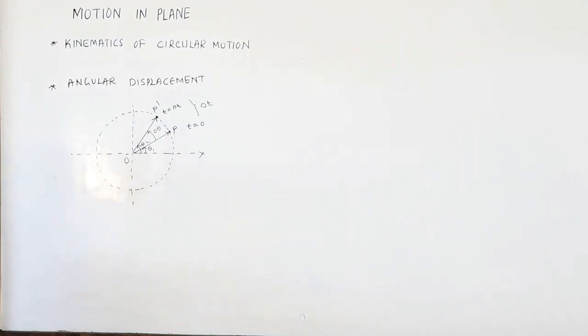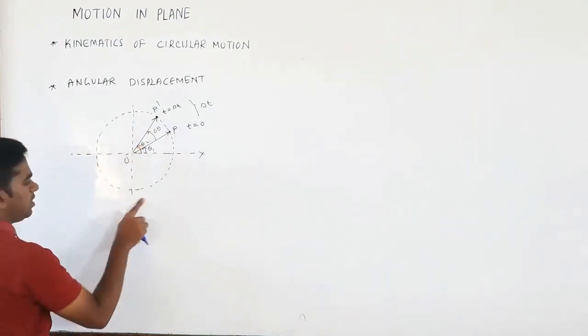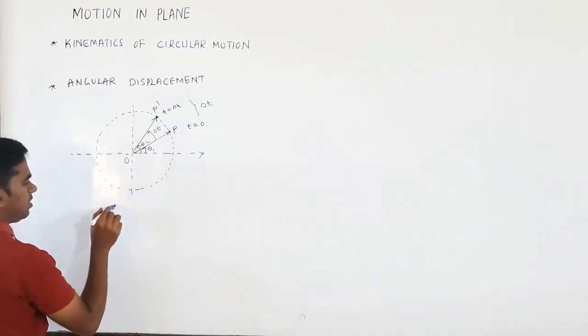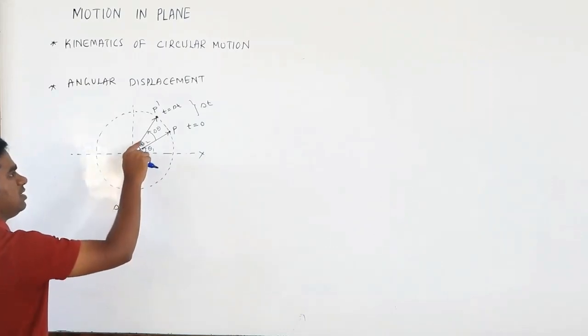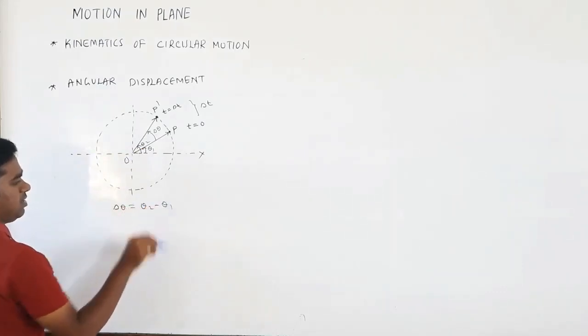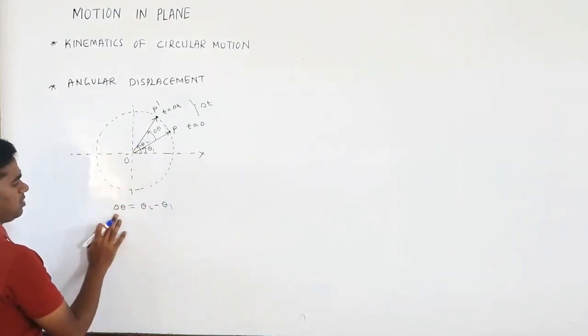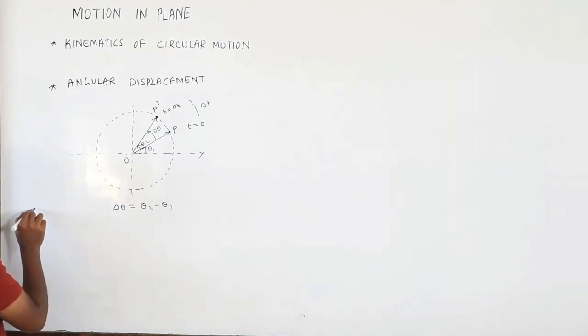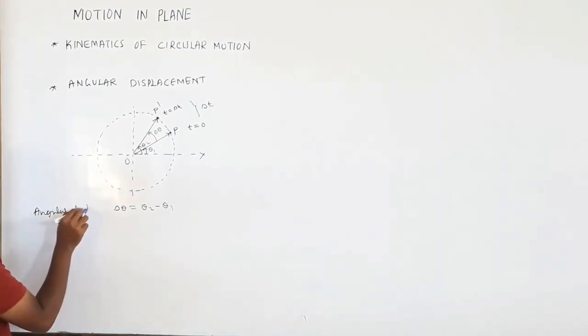So how can we find this delta theta? Delta theta is nothing but theta 2 minus theta 1. Theta 2 is the total, minus theta 1. So this will give you the angular displacement.